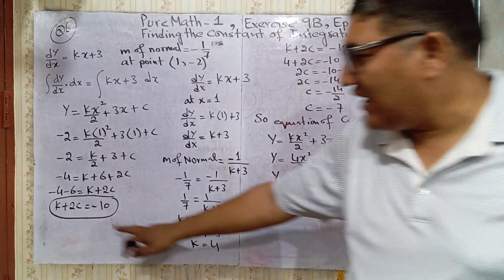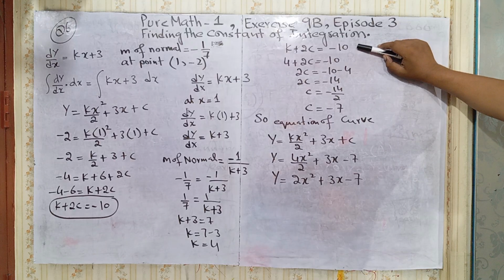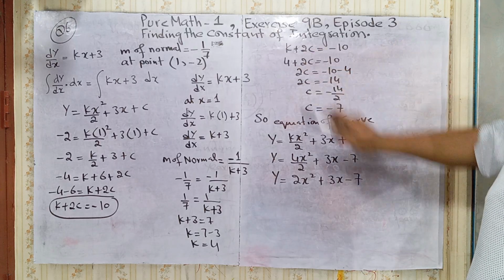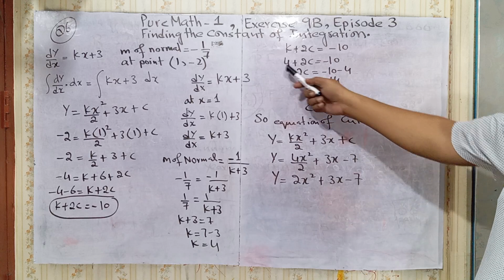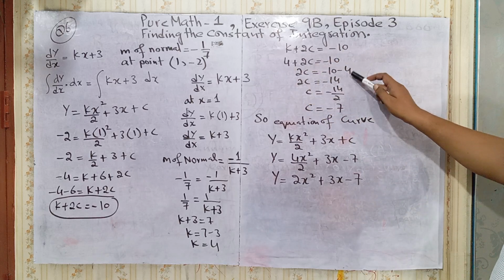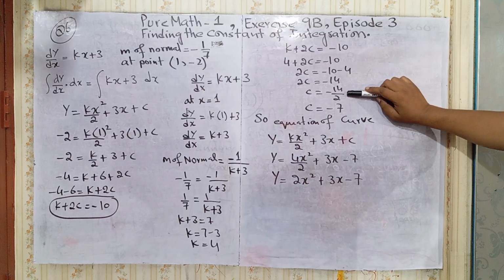I will put this k value into this equation. You can see here k plus 2c equals minus 10. So in the place of the k, I put 4. So that is 4 plus 2c equals minus 10. So 2c will be equal to minus 10 minus 4. 2c will be equal to minus 14. c will be equal to minus 14 by 2. c will be equal to minus 7.